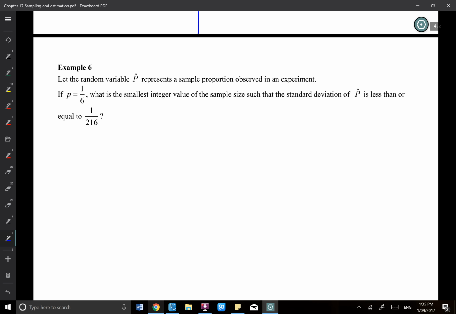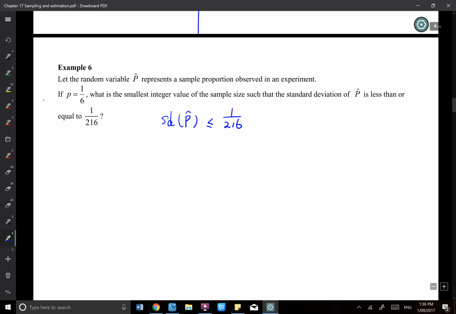Let the random variable p hat represent a sample proportion observed in an experiment. If p is 1/6, what is the smallest integer value of the sample size, such that the standard deviation of p hat is less than or equal to 1 over 216? Wait, what's wrong? It's less than that. So I want the SD of p hat to be less than or equal to that.